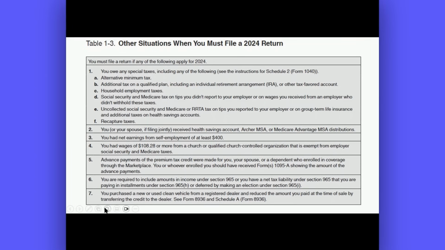And then finally, and this is new for 2024, if you purchased a new or used clean vehicle from a registered dealer and reduced the amount you paid for that vehicle at the time of sale by transferring the credit to the dealer, then you must file a Form 1040, regardless of your amount of income.